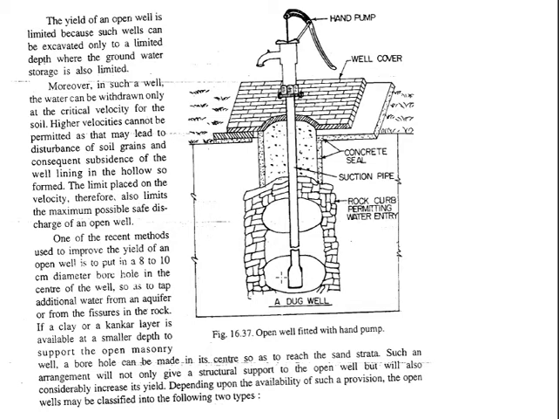One of the recent methods used to improve the extraction of water from this kind of well is to construct an open well with an 8 to 10 centimeter diameter borehole placed in it, so that when these boreholes go inside, they help bring up more water into the wells. This increases the water level, and when the water gets pumped out, we will have a sufficient amount of water for use.